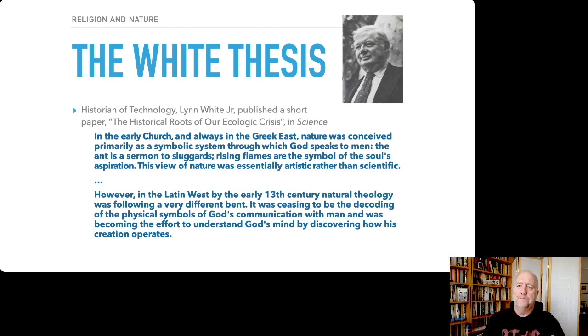So I'll read this. "In the early church, and always in the Greek East, nature was conceived primarily as a symbolic system through which God speaks to men. The ant is a sermon to sluggards," that's from Proverbs. "Rising flames are the symbol of the soul's aspiration. This view of nature was essentially artistic rather than scientific."